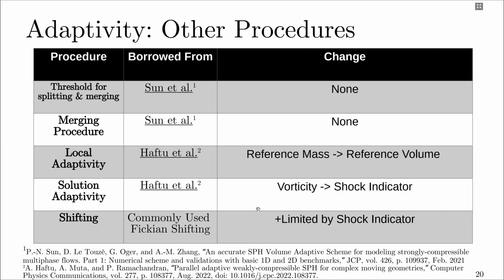For local adaptivity, we use volume rather than mass. It's borrowed from Haftu et al. And for solution adaptivity, it's again borrowed from Haftu et al., the general procedure, but instead of vorticity, we use a shock indicator. And for shifting, we use a commonly used Fickian-based shifting, which is commonly used in SPH. And we limit the shifting using the shock indicator.